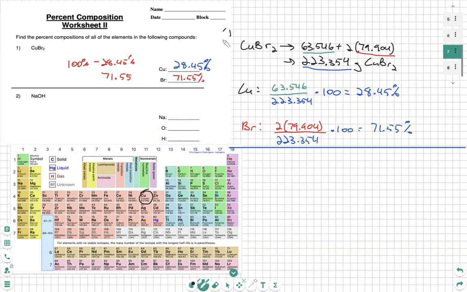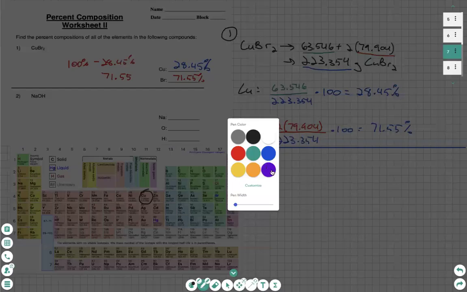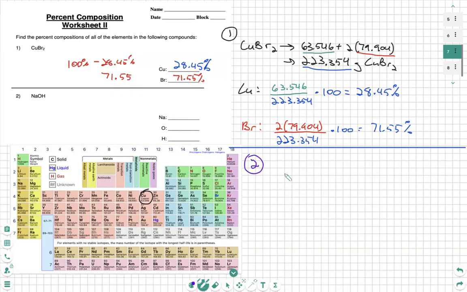Let's dive into number two for another example. This one has 3 elements, so let us be careful while we work through this. For number two, I need to find the molar mass of the whole thing: Na, which is 22.99, plus oxygen, which is 16, plus hydrogen, which is 1.008. Adding all that together gets us 39.998 grams.